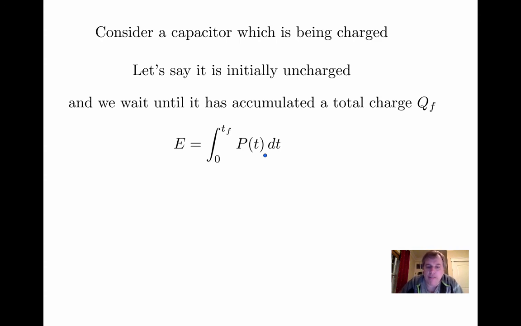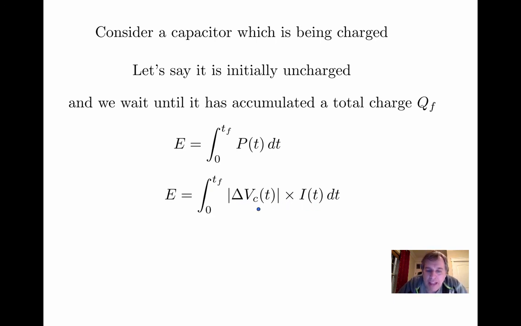So what is P of t for a capacitor? P of t is the current times the delta V across the capacitor. So I can write it this way. That's the energy stored on the capacitor between t equals 0 and t equals tf. So it's equal to this.